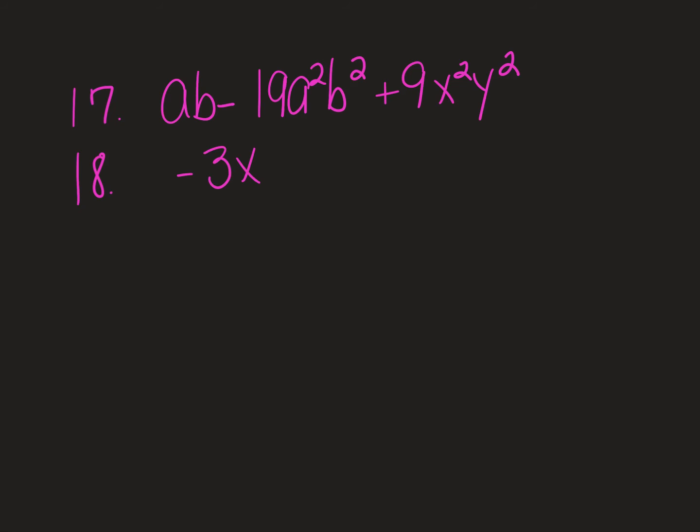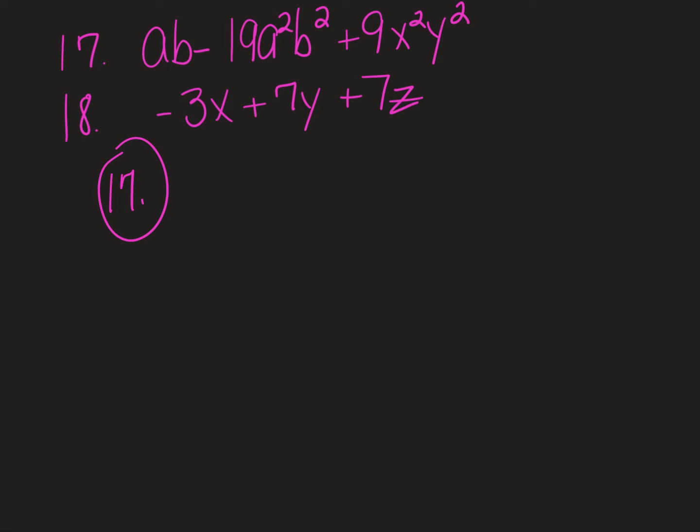Okay? So number 17 is AB minus 19 A squared B squared, this is your answer, plus 9x squared y squared. Number 18, negative 3x plus 7y plus 7z. Any questions on these two?